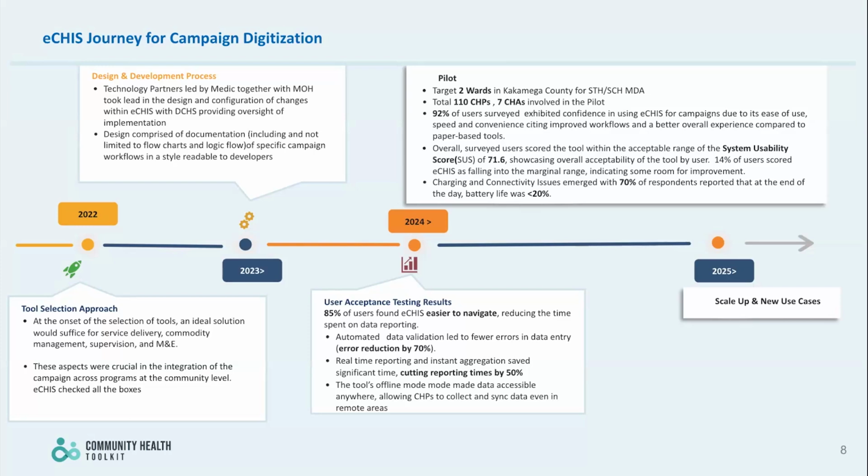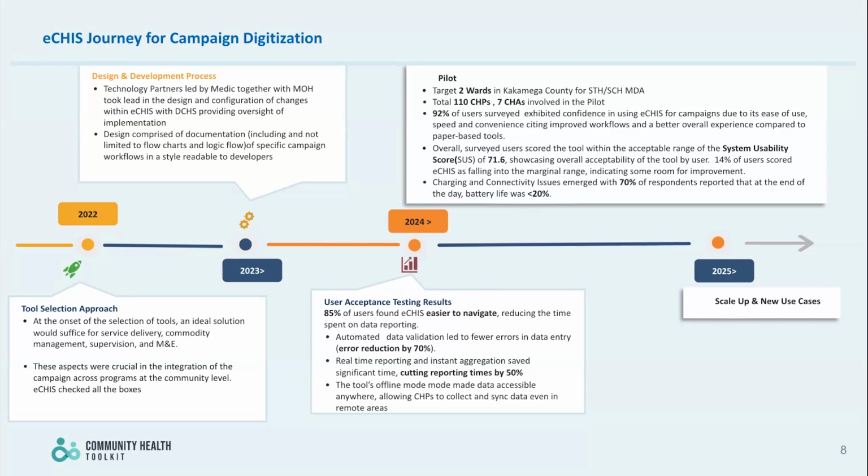92% of the users exhibited confidence in using eCHIS because, one, there's the convenience in terms of how you're able to do the work. As long as you have your household members registered, it's a very smooth process to do administration. And we were also able to do something called the system usability score, where we got a score of around 71.6, which showcases the overall acceptability of the tool to be used for campaigns.